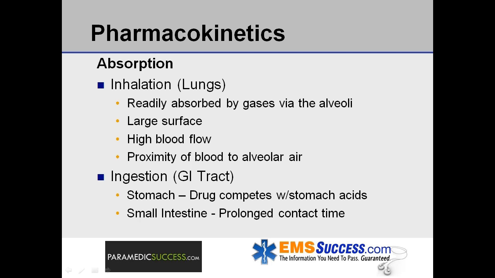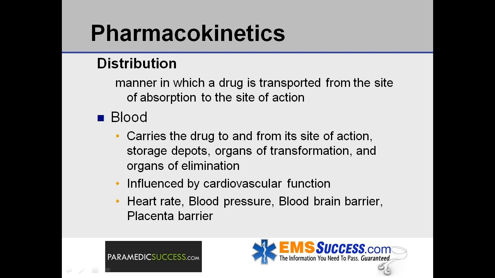Through inhalation, the drug is readily absorbed as gases and into the bloodstream via the alveoli. This is enhanced by the large surface area of the alveolar surface, the high blood flow, and the proximity of blood to the alveolar air. When a drug is ingested, absorption occurs through the GI tract. In the stomach, the drug has to compete with stomach acids. If it makes it to the small intestine, the prolonged contact time with the large surface area makes this a good location for absorption.